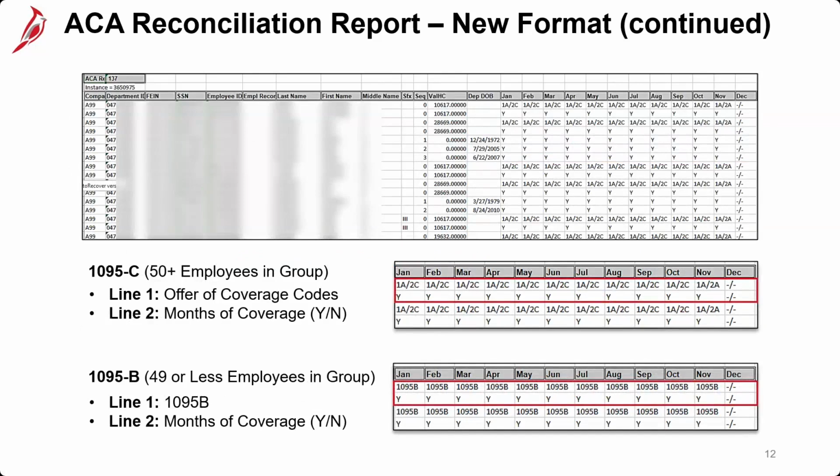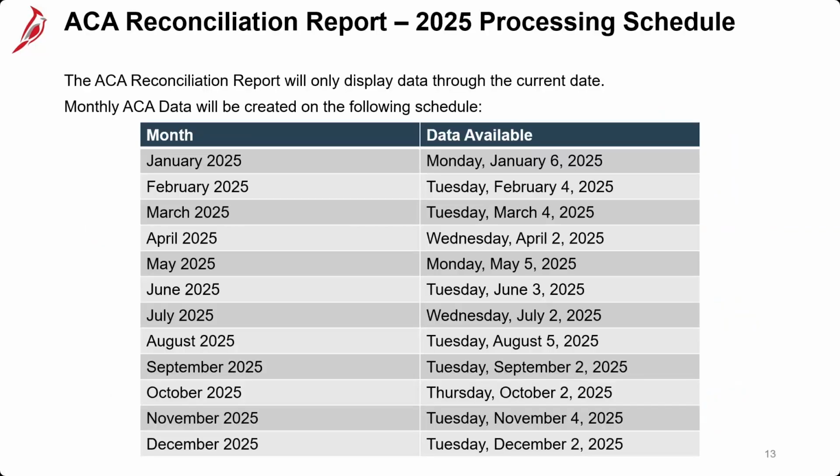So the previous ACA report, you would have gotten 1 line for the employee and then 1 line for each dependent. Now you'll get 2 lines for the employee to show the box values and the months of coverage. If you're in groups of 49 or less and you're going to receive that B form, the box value is going to just be populated with that word 1095B because your forms don't include that information. Okay, we'll look at this closer when we get into the system.